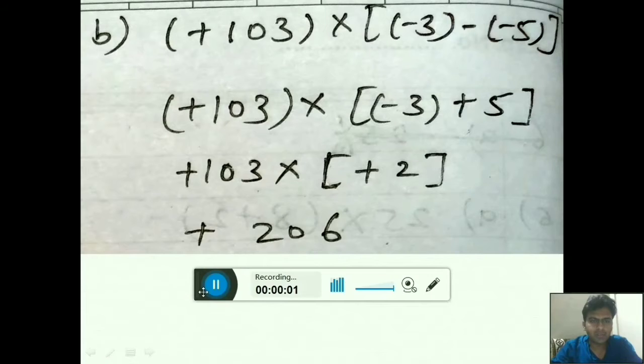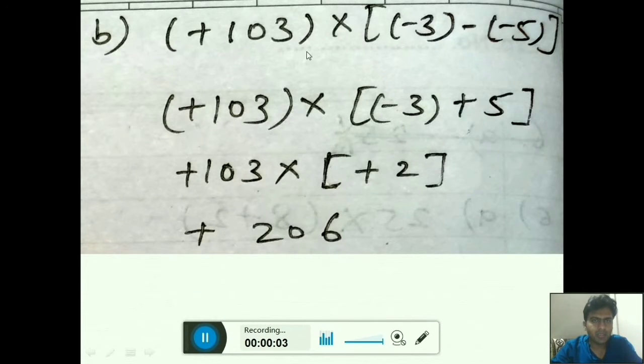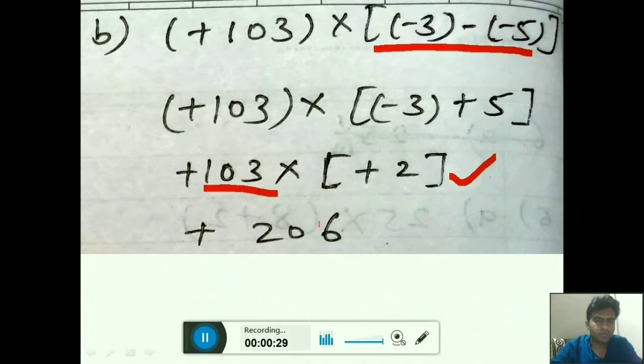Now the next question, number B. I think you all can solve this easily. First you have to solve this bracket. Inside the bracket minus 3 minus 5 is written. So minus 1 into minus becomes plus. So minus 3 plus 5 becomes plus 2. Now you can multiply this with 103 and you will finally get 3 into 2 is 6, 2 into 0 is 0, 2 into 1 equals 2.